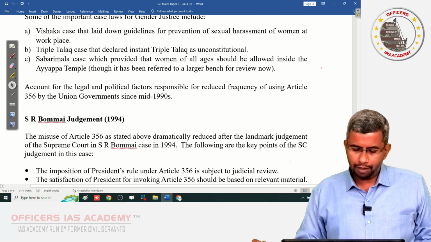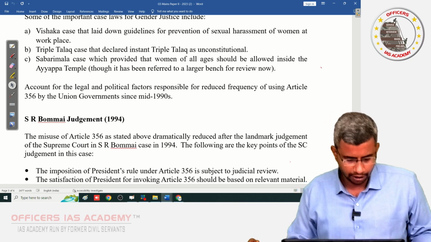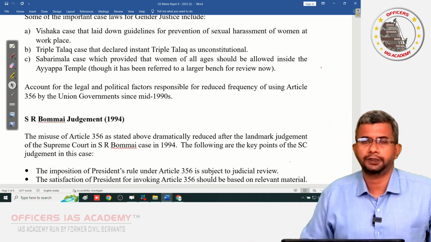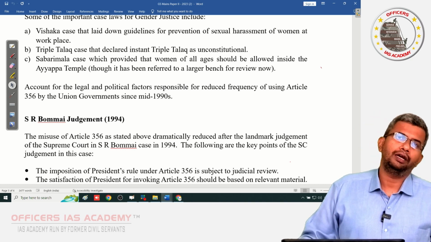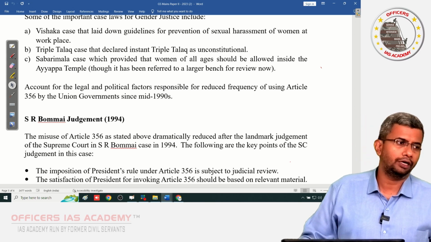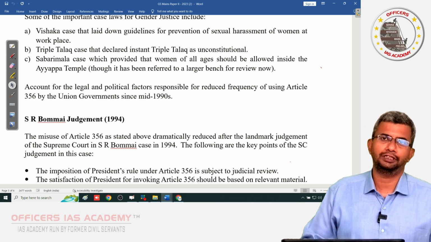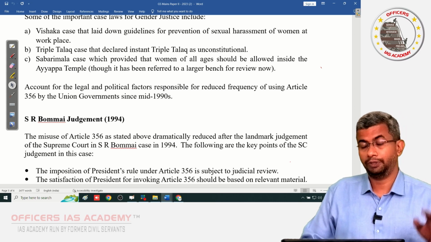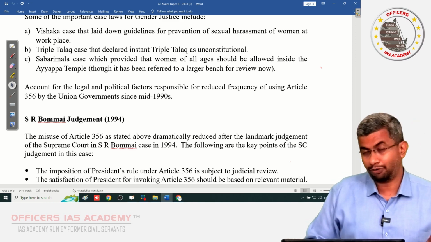Account for the legal and political factors responsible for reduced frequency of using Article 356 by the Union government since mid-1990s. Now, if you want to make a link to it, Manipur government, whether it should be dismissed or not because of the breakdown in law and order and constitutional aspects there because of the Manipur crisis, which still continues, unfortunately. Hope it gets resolved sooner than later. That could have been the trigger.